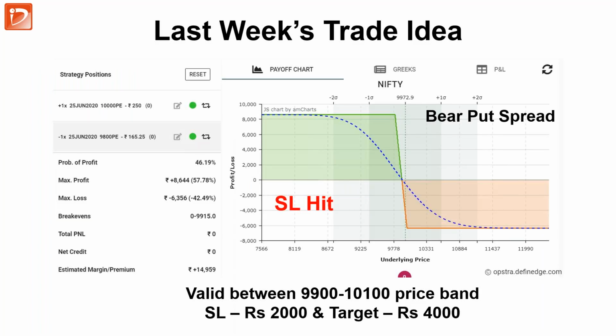Great. So we'll follow up on last week's trade idea. We gave a bear put spread on this, and initially there was a profit of around 1600 rupees. But then the market moved up sharply, and the stop loss was hit. So we took a loss of 2000.